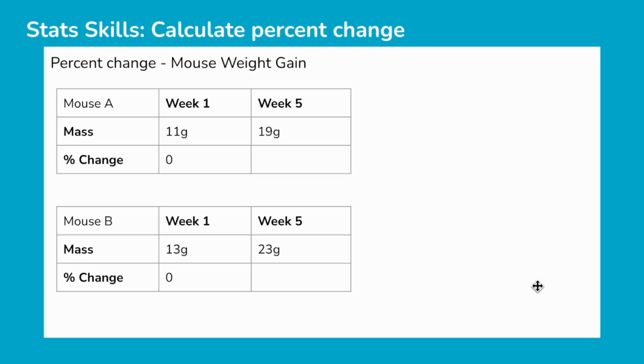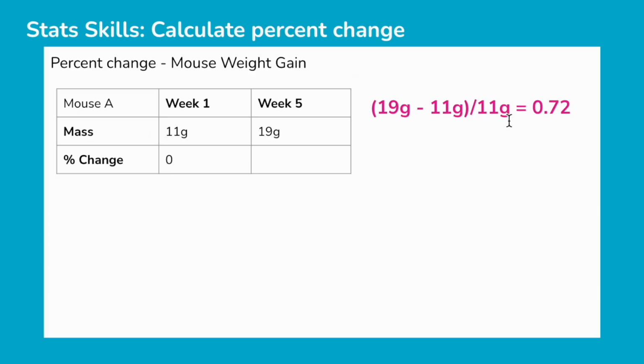So let's just look at percent change for mouse A. What we want to do is take our final weight and subtract our original weight. So we have 19 grams minus 11 grams, and then we're going to divide that by 11 grams, our original weight. That'll give us a decimal of 0.72. And again, I'm going to round to the hundredths place for this particular problem. We want to get a percentage because we're looking at percent change. So we're going to then multiply this by 100 to get our percent. So this mouse had a 72% change in weight over this period of time.